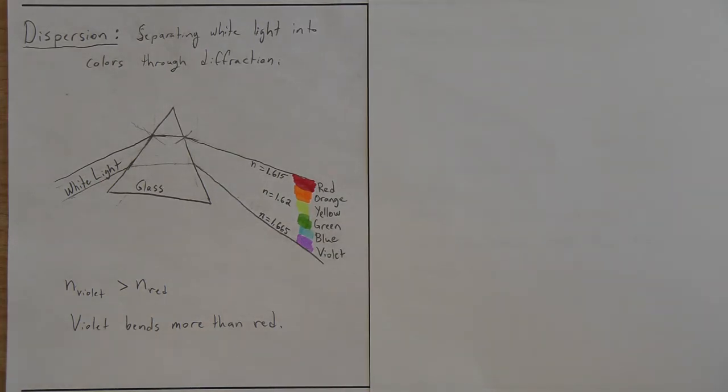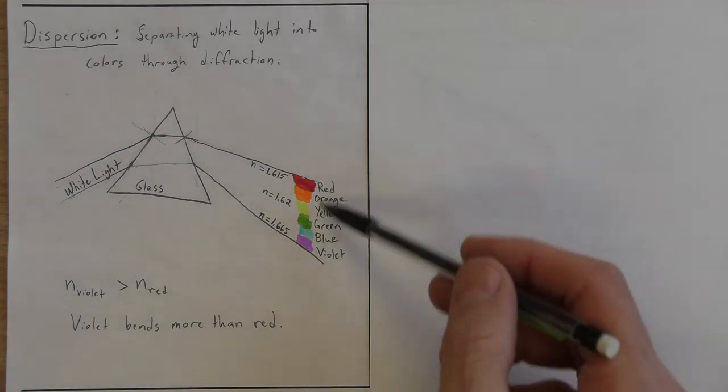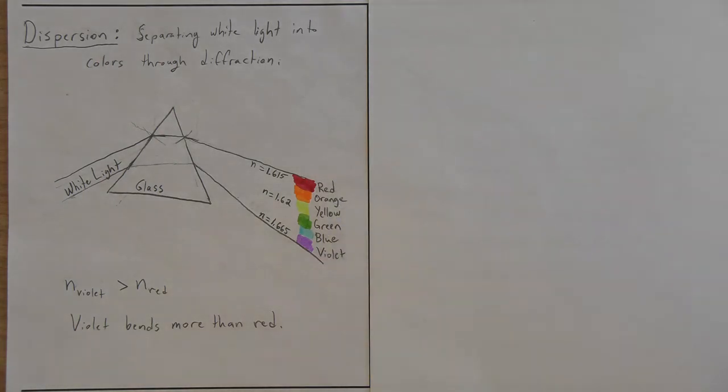So go ahead and copy this down. This is now the explanation. Copy this down in your notebooks. And if you don't have a marker, that's okay. Just write out the rainbow colors in your notebook.